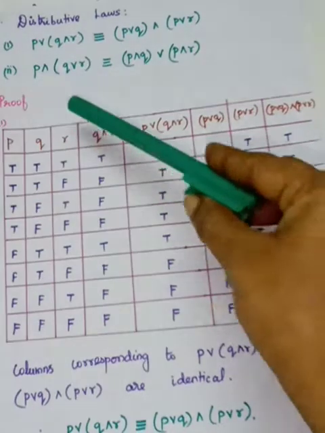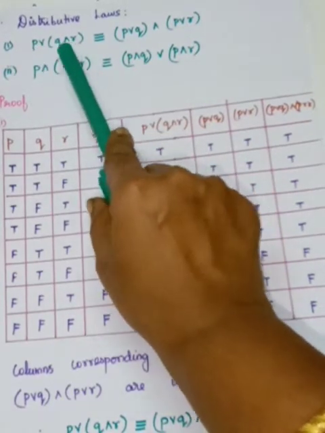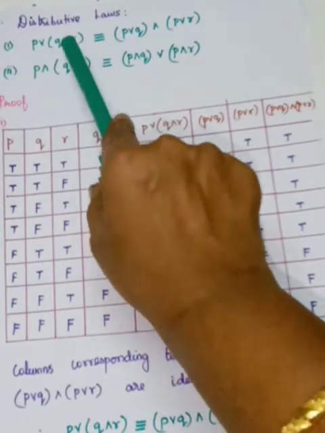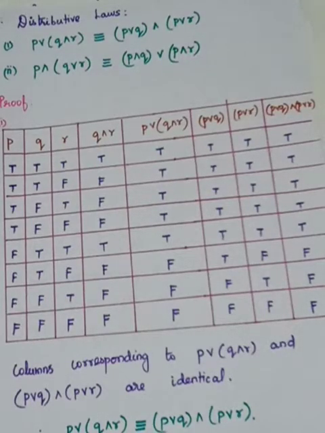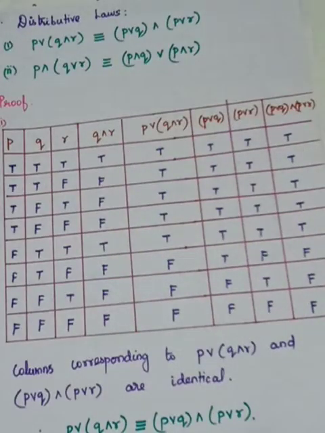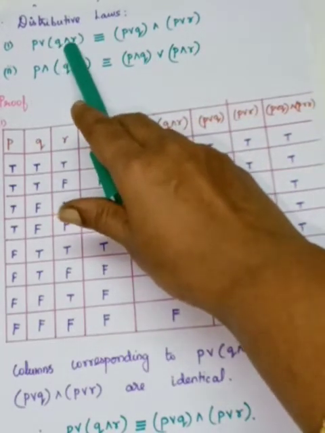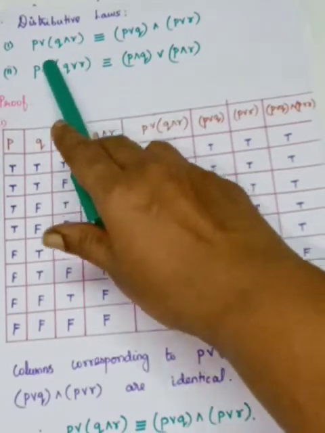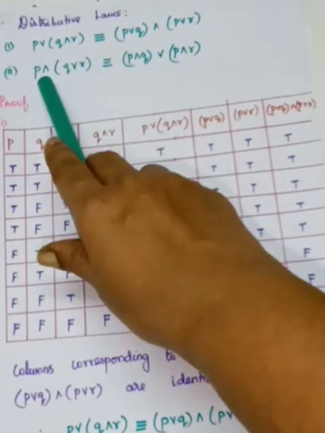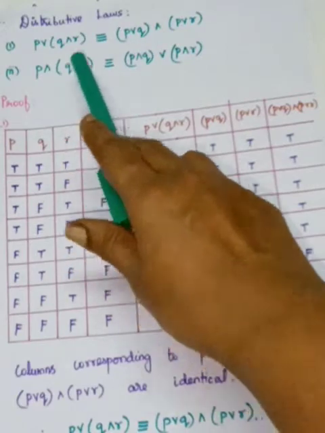You look at that. Here in front of the bracket you are having R, but inside the bracket you are having and. You see the connective, there is a change. If the connectives are same, you have to use the associative law. If the connectives are different, you have to use the distributive law. So P or (Q and R) and (P or Q) and (P or R). Okay, here the connective is changed. So here it is and, here it is or.